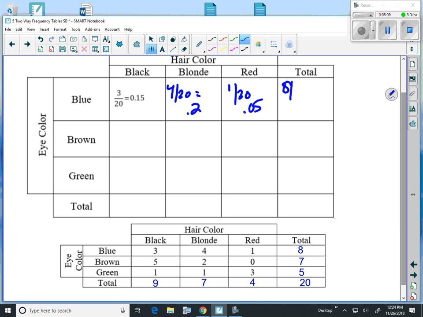Here we have 8 out of 20, which is 0.4. What percent is that? 40%. Brown, 7 out of 20. I'm just going to go ahead and write all my fractions, and I'll let you guys tell me the decimals in a minute.